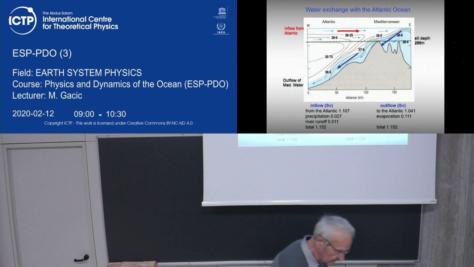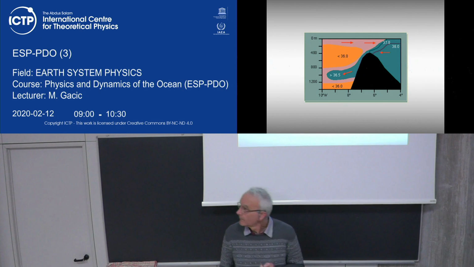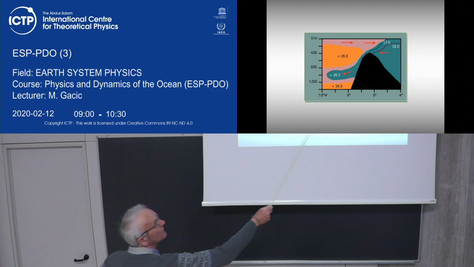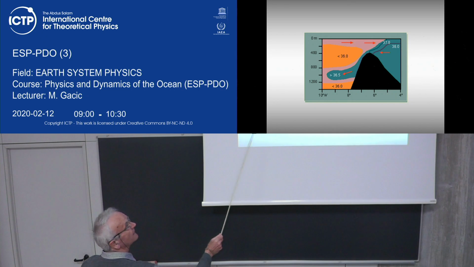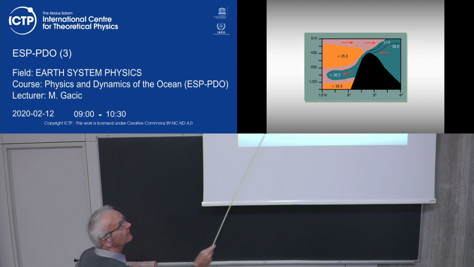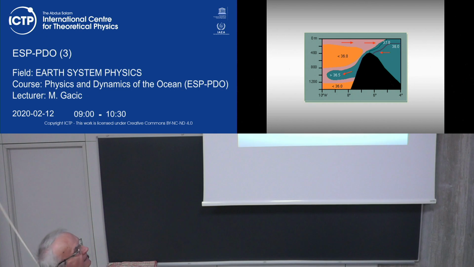Just two more slides, and then we will finish. This is another cross section which shows a larger area, showing how this Mediterranean water, in the form of a tongue, spreads at 1,000 meter depth toward the west. And then you can see that the low salinity water of the Atlantic inflows into the Mediterranean.